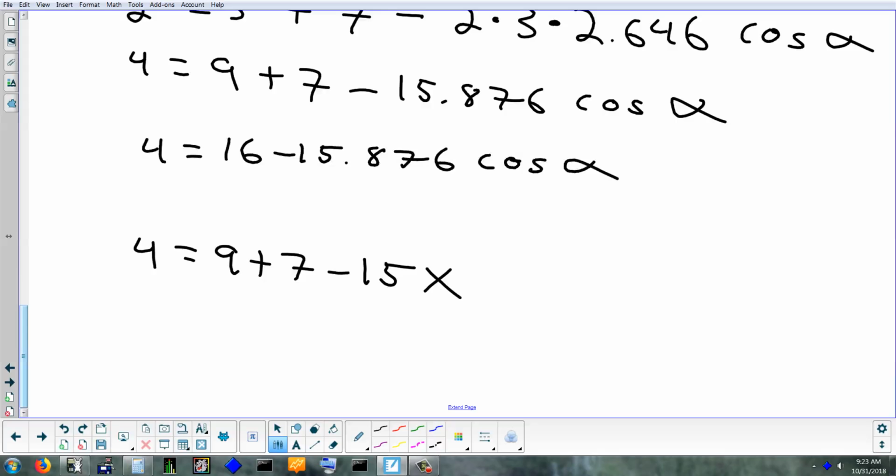I mean, 9 plus 7 gives me 16, minus 15.876. I wrote it right, just copy that. So now, what you have is this: a number equals a number minus a number times a letter. What would you do next?